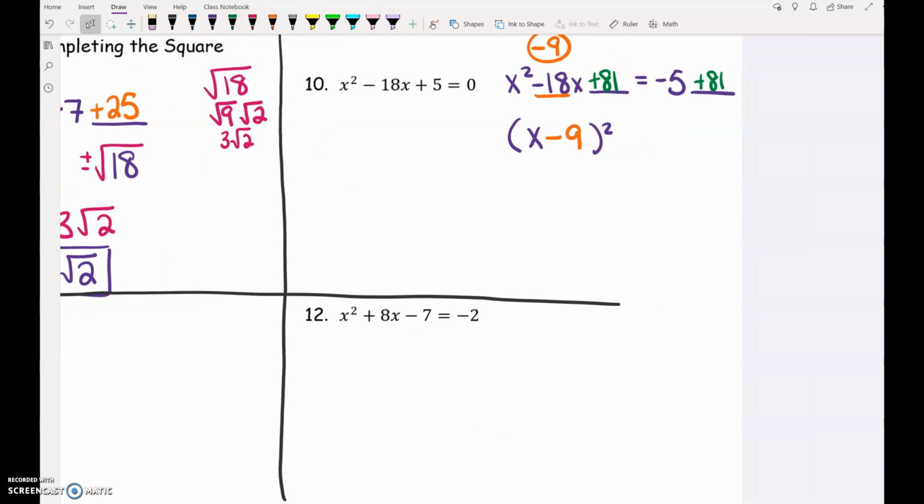Okay. Negative 5 plus 81 is 76, correct? All right. See, I can do simple math. I can, I promise. Sometimes. Now we're ready to square root in order to solve. Square root both sides. Don't forget your plus minus.